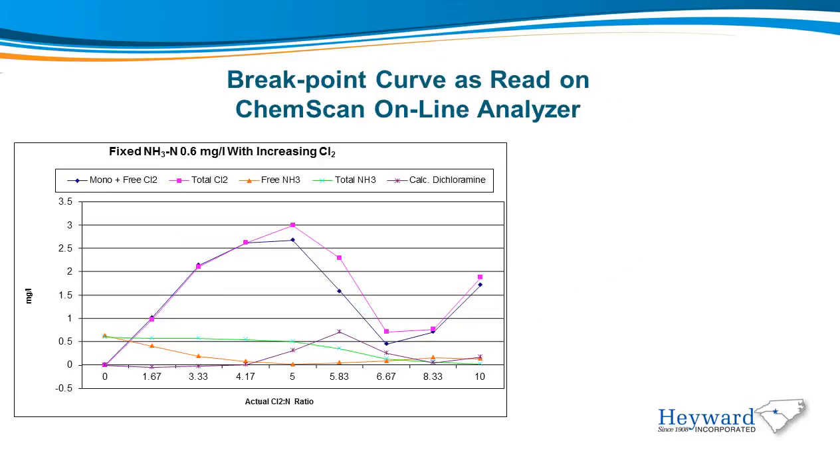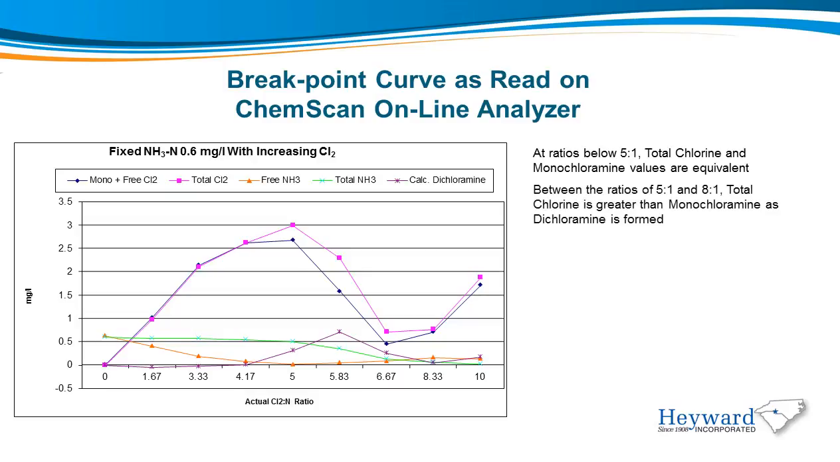This is the breakpoint curve as read on the ChemScan analyzer. In this case, a 0.6 milligram per liter ammonia sample was dosed with increased levels of chlorine. When the ratio is below 5:1, total chlorine and monochloramine values are equivalent. Between the ratios of 5:1 and 8:1, total chlorine is greater than monochloramine as dichloramine is formed. At ratios greater than 8:1, free chlorine is present.